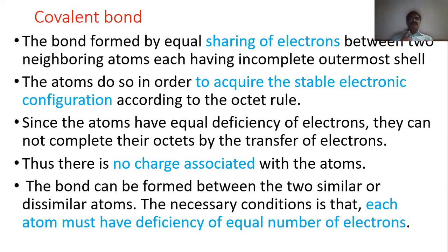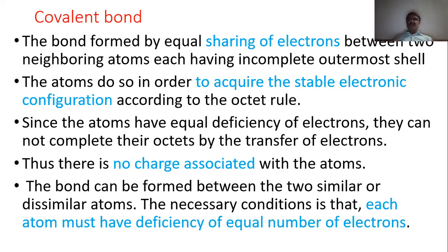Now here there is another criterion that is responsible for another new type of bond, that is the covalent bond. What is the criterion here? In the ionic bond there was transfer of electrons, and here it is sharing of electrons. That means there is no transfer of electrons, but this bond is formed by the equal sharing of electrons between two neighboring atoms, each having an incomplete outermost shell.